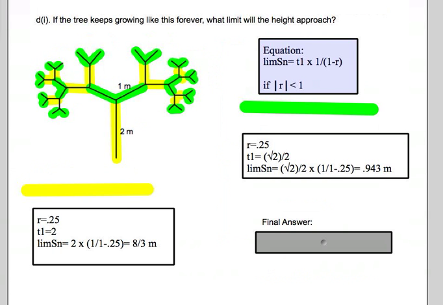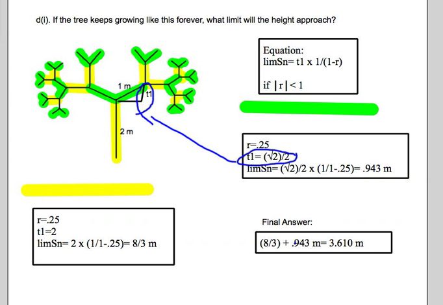You can find the limit of the green branches in the same way, except for the t1 in this case would equal rad 2 over 2 as opposed to simply 2. You should get 0.943 meters. Right there, it's very obvious that t1 is equal to rad 2 over 2. Your final answer is 8/3 plus 0.943, which is going to equal 3.610 meters.